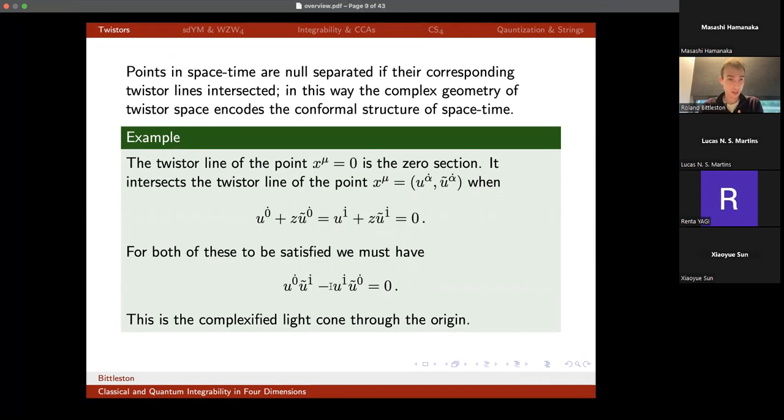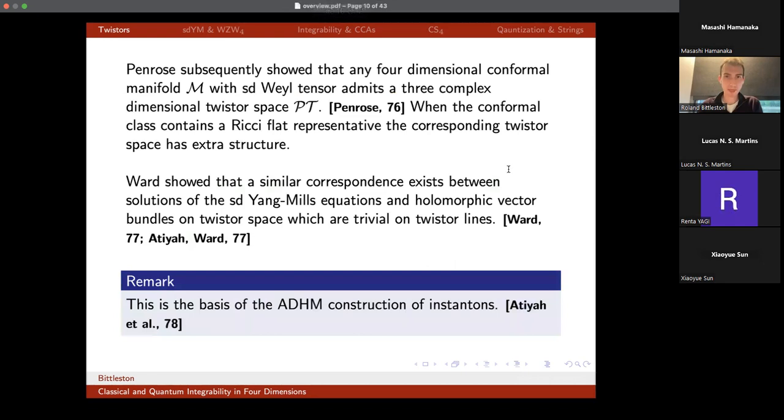And of course, on the Euclidean slice, we'll find that with our anti-holomorphic involution, for this to be a real twistor line, U tilde 1 dot has to be the conjugate of U 0 dot, and U tilde 0 dot has to be minus the complex conjugate of U 1 dot. And so this will tell us that we actually are at the origin, which of course is totally expected in Euclidean signature. The light cone through a point in Euclidean signature is just the point itself. There are no points which are null separated from one another in Euclidean signature.